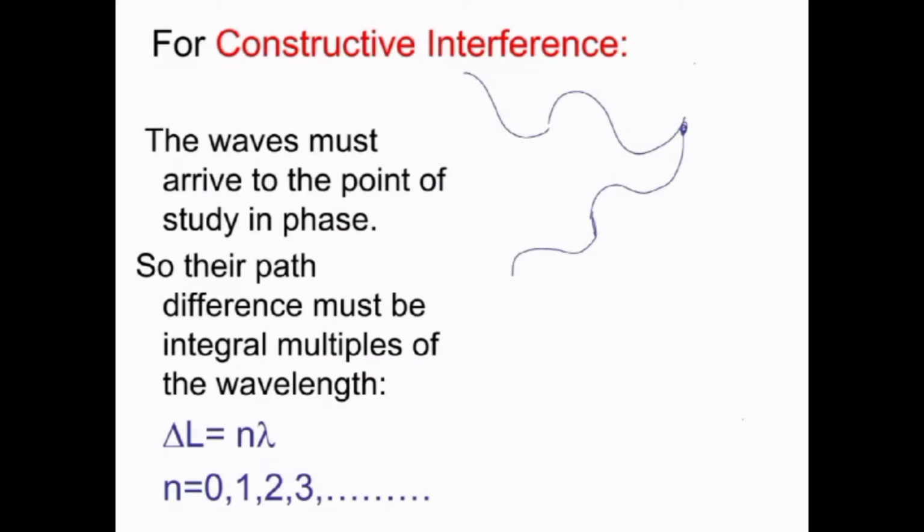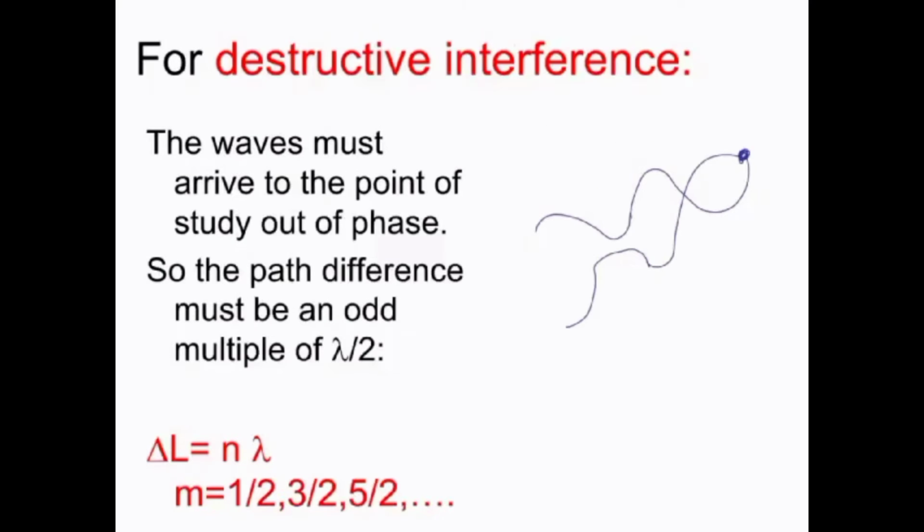For constructive interference, the waves must arrive at the point of study in phase, so their path difference must be integral multiples of the wavelength. n equals 0, 1, 2, 3, and so on.